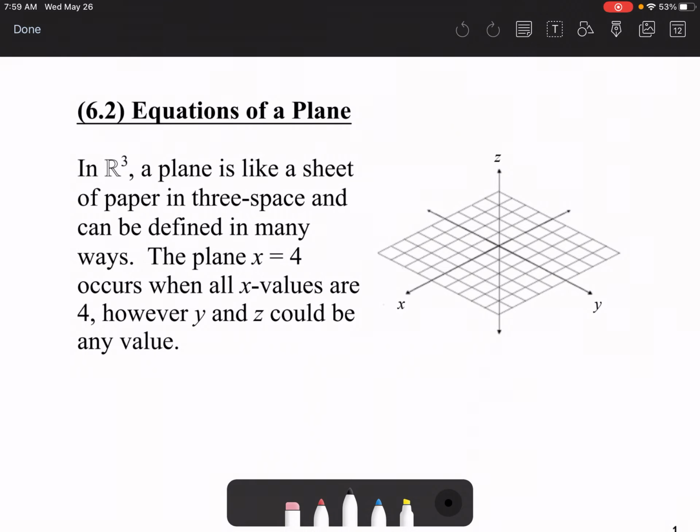Hello and welcome to lesson 6.2, Equations of a Plane. So in 3-space, a plane is like a sheet of paper and can be defined in many different ways.